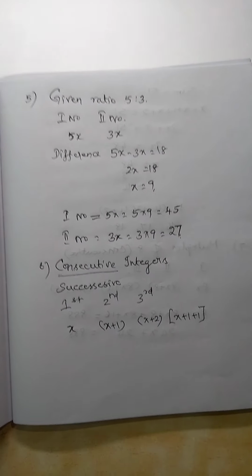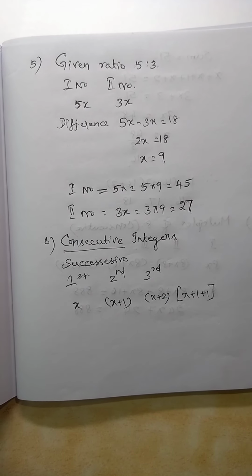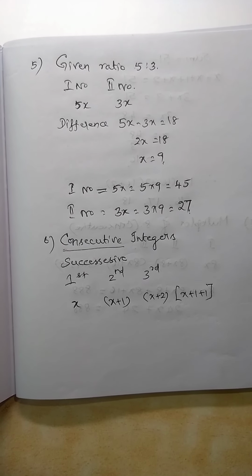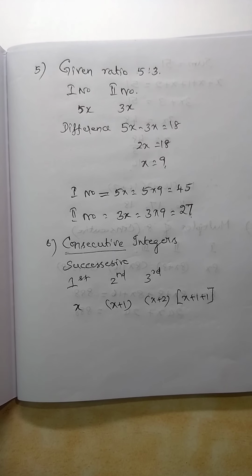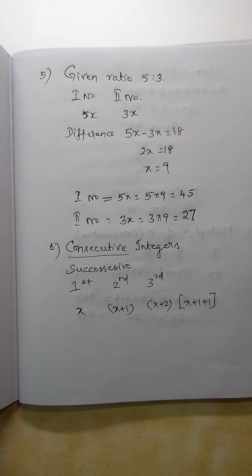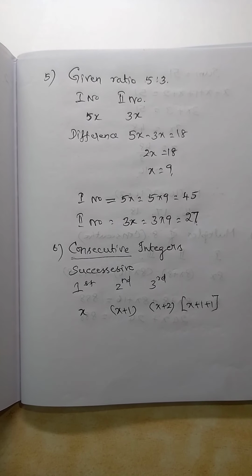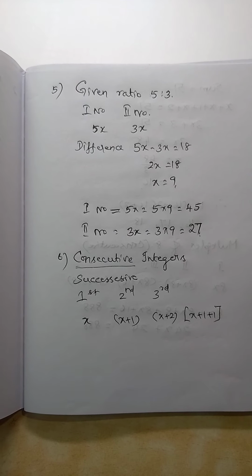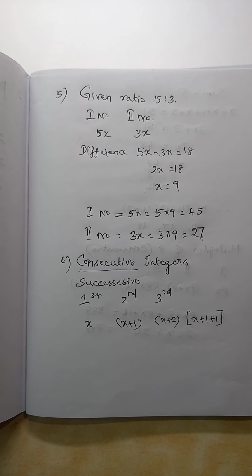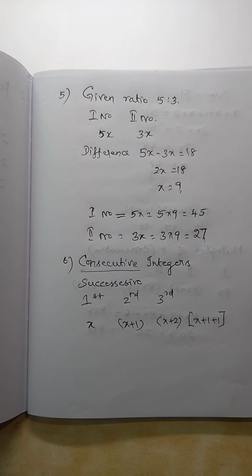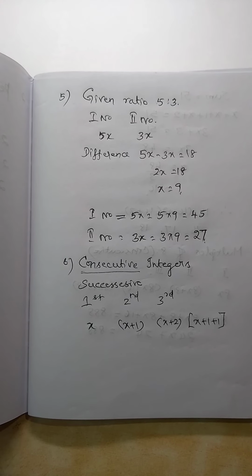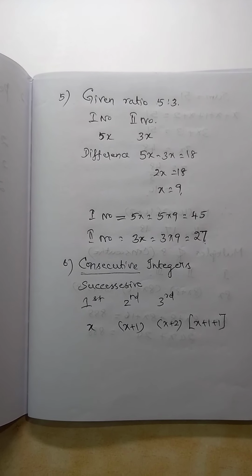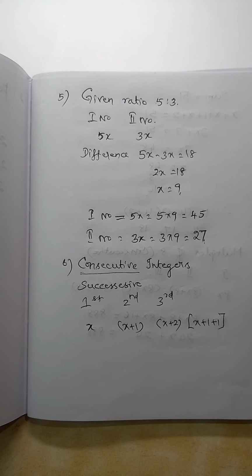The fifth question goes like this. Two numbers are in the ratio 5:3. If they differ by 18, what are the numbers? So let us take the numbers as 5x and 3x. The first number be 5x and the second number be 3x. We are given that the difference is 18. So you take it as 5x minus 3x is 18. So 2x becomes 18, so x becomes 9. So your first number is 5x, so 5 times of 9, that is 45. Your second number is 3x, so 3 times of 9, that will give you 27. See, the difference between 45 and 27 is 18. So your answer is right.